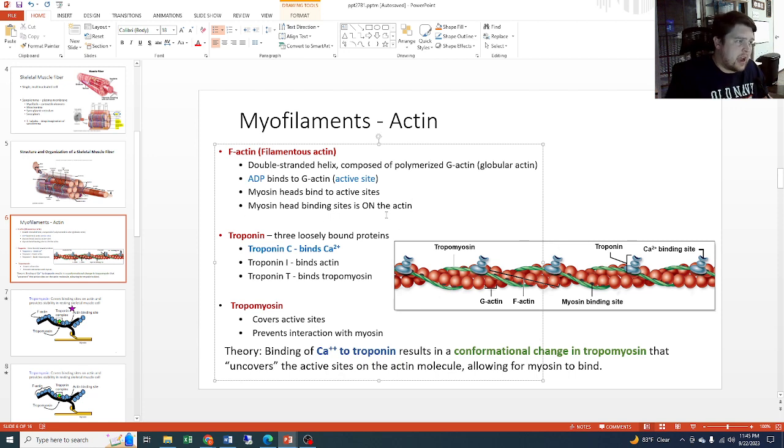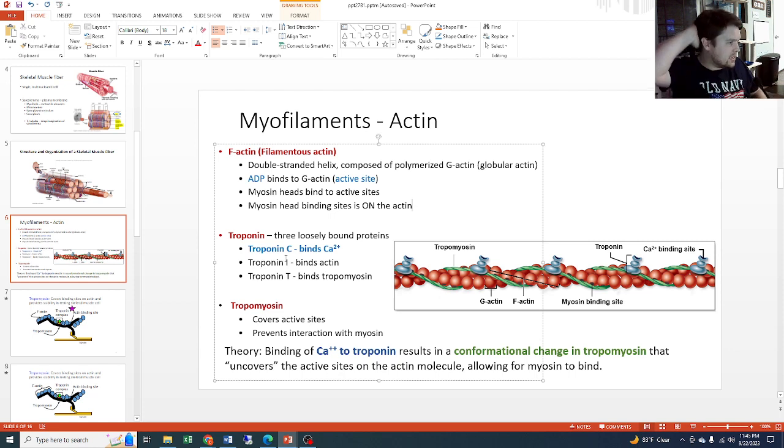Covering these active sites, so preventing the myosin from binding to the actin, is a protein called tropomyosin. See it right here? It's this long chain. It covers and blocks all of the myosin head binding sites that are on the actin. Then there's another protein bound to the tropomyosin called troponin.